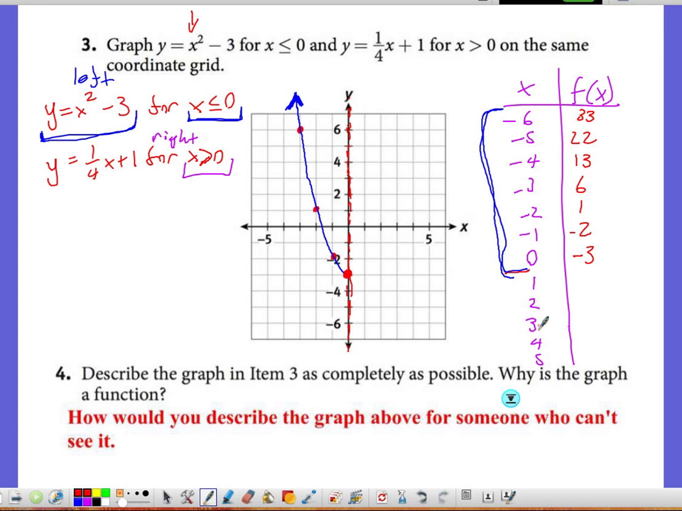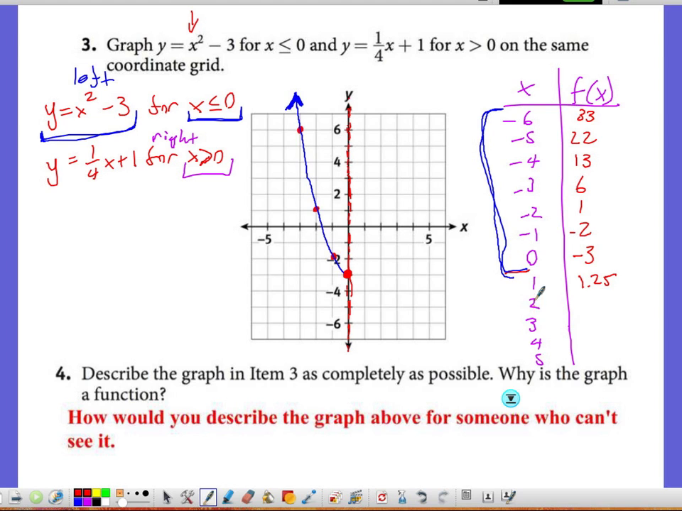Now we take 1, 2, 3, 4, 5 and plug them into the second function rule. So let's go ahead and begin. We have 1 as our input. 1 times 1 over 4 is 0.25. Plus 1 is 1.25.